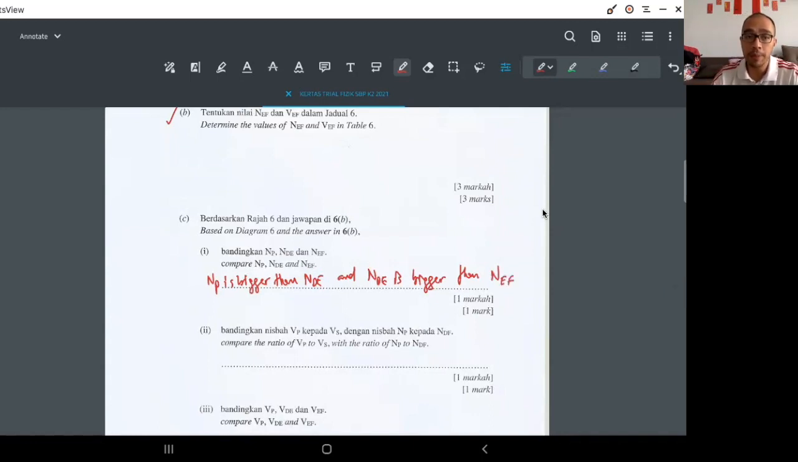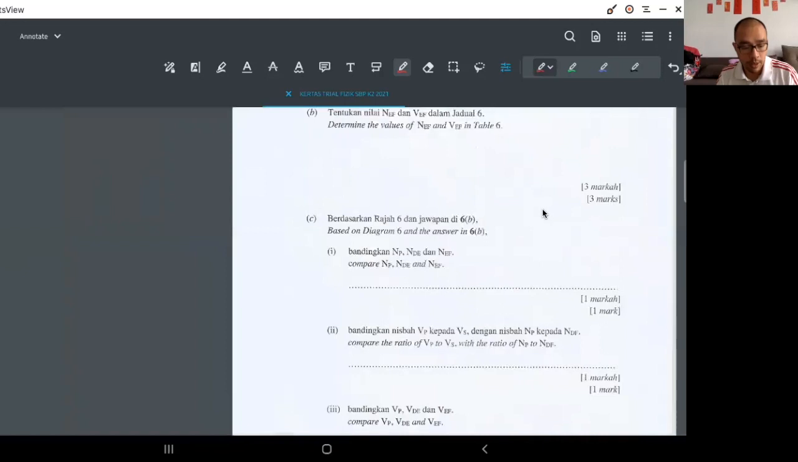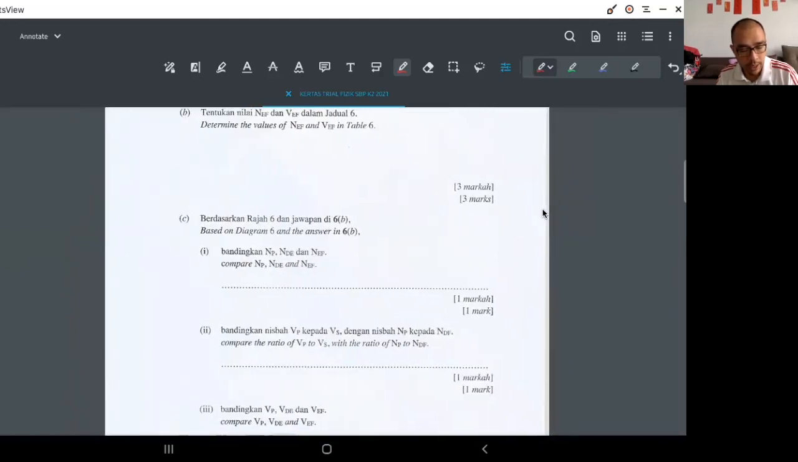No need to think further. Okay, compare the ratio. The ratio of VP to VS and NP to NDF. Now, if this is a ratio and this is a transformer question, the ratio will be the same. VP to VS and NP to NDF, the ratio is the same.